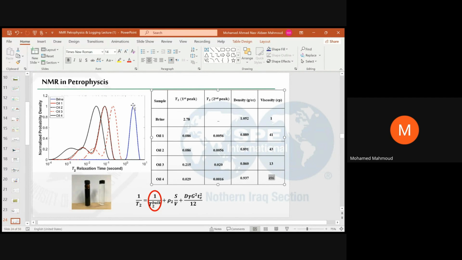Brine or water is just a single component, so it will give us a normal distribution. Most oils have different components: heavier components, light components, intermediate components. So you will get different peaks. This will represent the heavier component of the oil. This will be the lighter component of the oil, and so on. But for water, it's only one component. This is why we have a normal distribution. So again, this is what we can get from the NMR.